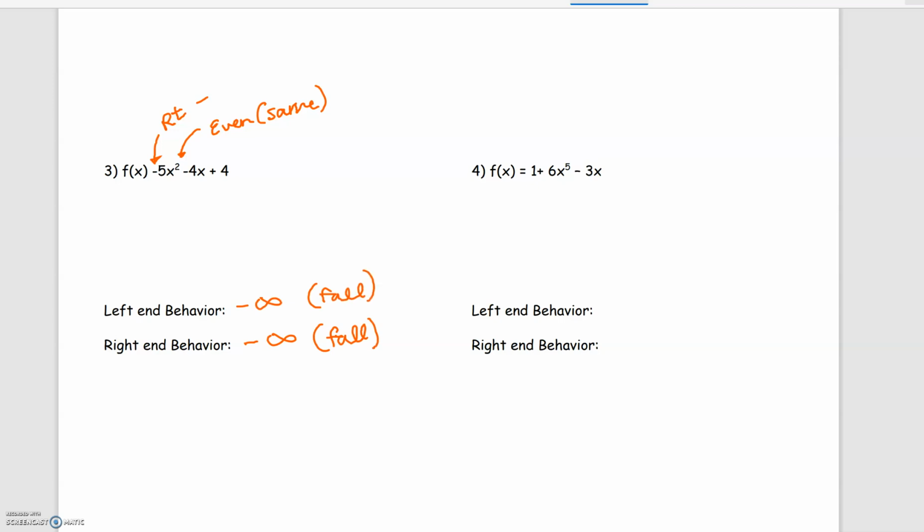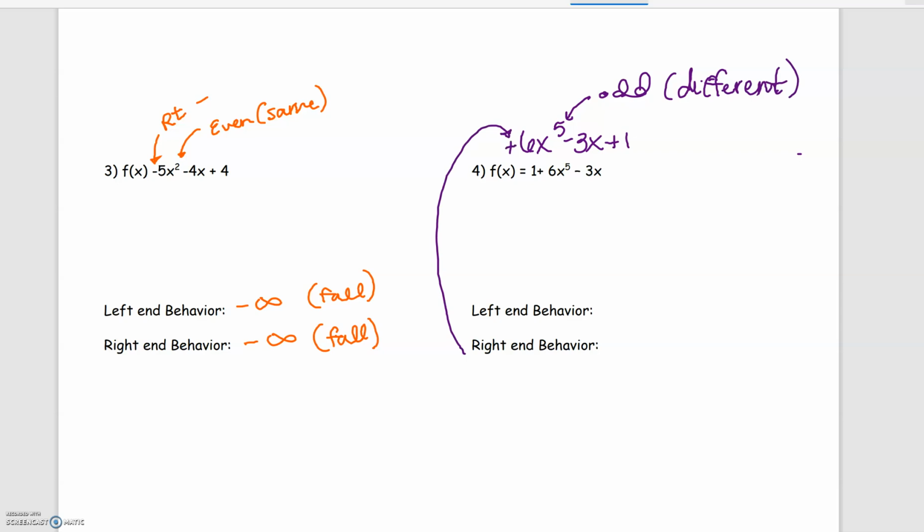Squared is even, so that means these are going to be the same. And the sign of the leading coefficient of my highest degree is negative, so the right side is going to be negative infinity or falling, and this one would be the same as that one. On the last one, this is my leading coefficient because it is the highest degree. It's not in standard form. So this is odd, which means these are going to be different. So different directions. And then I know my right end behavior is going to be the sign that's there, which is a plus. So plus infinity or a rise, and these being different means this one would be a negative or a fall.